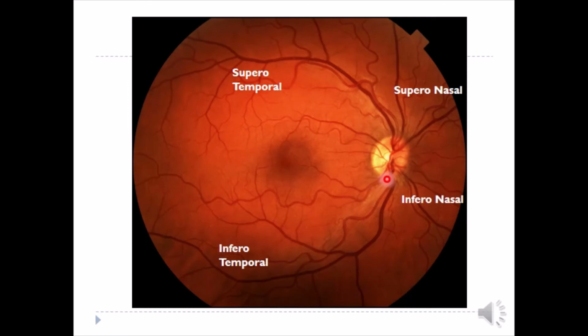This is applicable to both. When I say this is the superior temporal vein, this is a superior temporal artery. This is a superior nasal vein, this is a superior nasal artery. This is an inferior nasal vein, this is an inferior nasal artery. This is an inferior temporal vein, and this is an inferior temporal artery. That is how you specify the names of arteries and veins. And in the next slide, inshallah, we'll see the different ways of differentiating between arteries and veins.